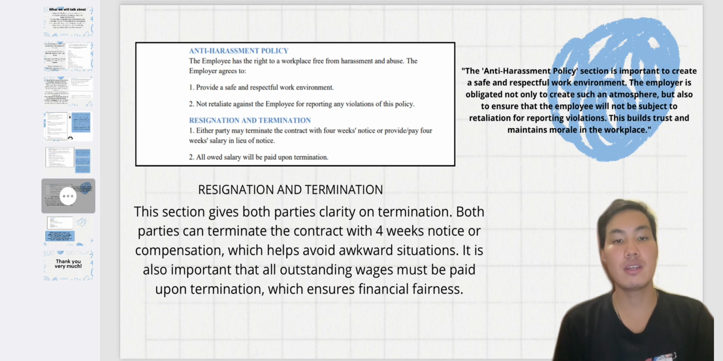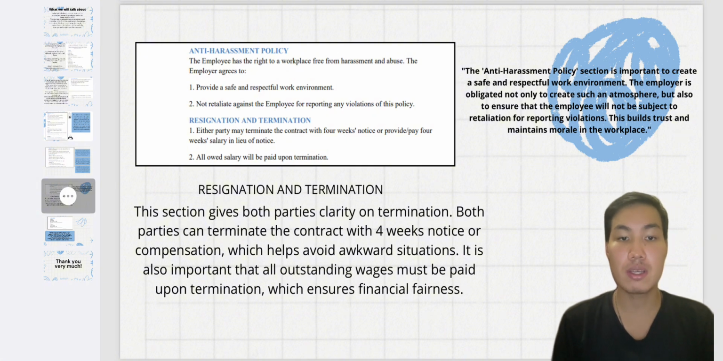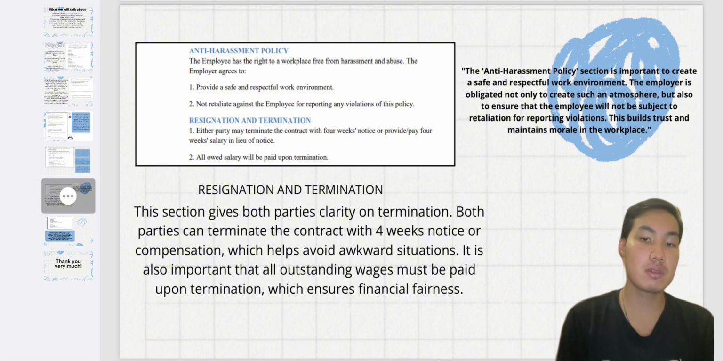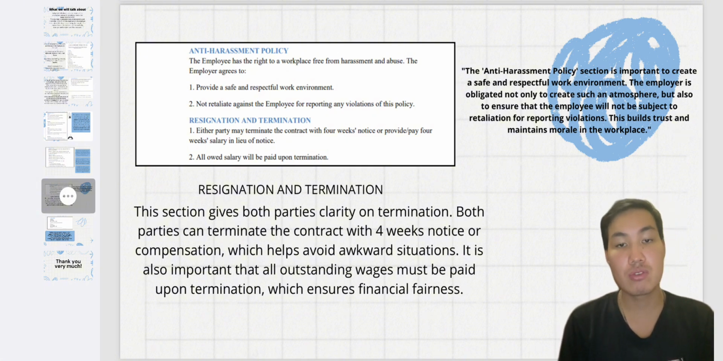The next topic is the anti-harassment policy. This section is important to create a safe and respectful work environment. The employer is obligated not only to create such an atmosphere, but also to ensure that the employee will not be subject to retaliation for reporting violations. This builds trust and maintains morale in the workplace.